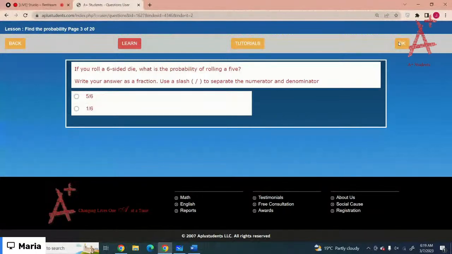If you roll a six-sided die, what is the probability of rolling a 5? Think and then answer. Is it 1 over 6, 5 over 6? Yes, the probability of rolling a 5 is 1 over 6 because you have 5 on the die just once. So it would be 1 over 6. Got it? The total outcomes are 6: 1, 2, 3, 4, 5, 6. But you have 5 only once. So it would be 1 over 6. Very good.